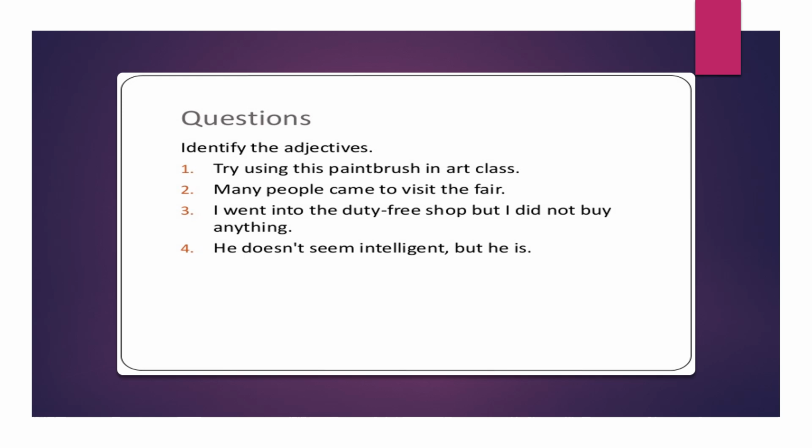The second sentence is: many people come to visit the fair. Many. It is not giving you a definite number. Plus, the word many is put just before the noun people. Therefore, this is an indefinite adjective.